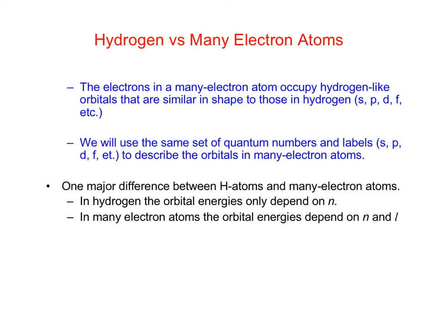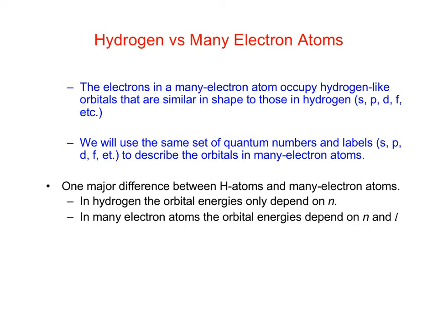So electrons in many electron atoms occupy orbitals that are very similar to those in hydrogen. And we'll use the same quantum numbers and labels to describe them. So we'll still have S, P, D, F. The big difference between hydrogen and atoms that have more than one electron is that in hydrogen, the energy of the orbitals only depends on the principal quantum number. So 3s, 3p, and 3d orbitals in hydrogen actually all have the same energy.